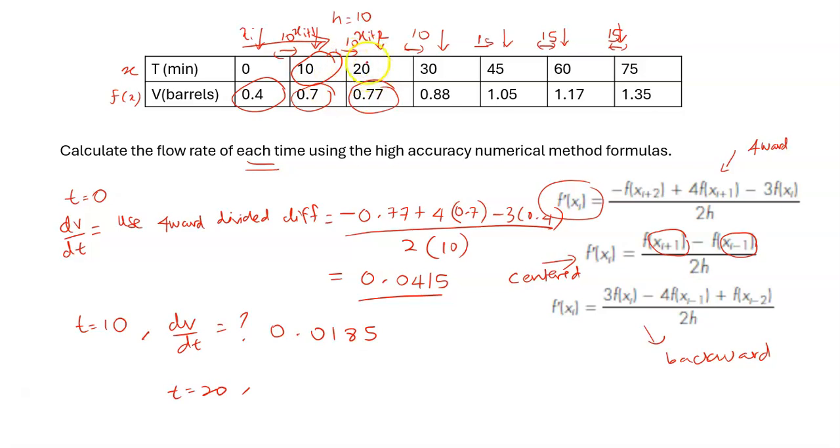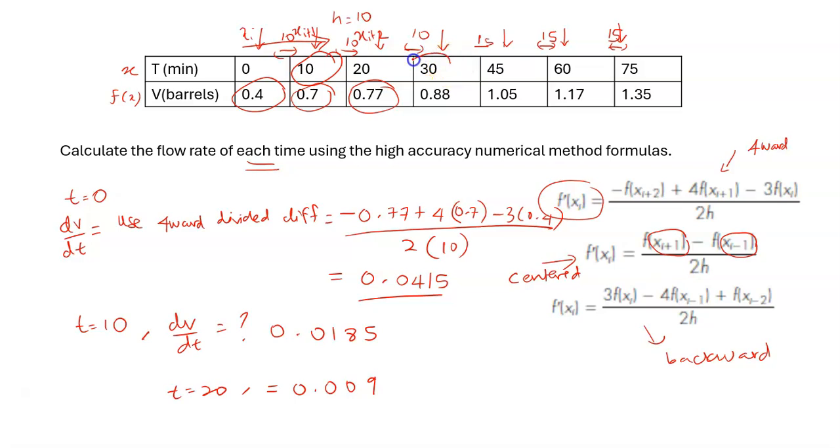How about the third data when t equals 20? Which method do you think you will use? If I were you, I will use centered. You see, you have the before and you have the after. For this one, you cannot use forward because the step size is not the same. But you can use backward because you have the xi minus 1 and xi minus 2 data. But for this case, I will use centered. If I use centered, I will get the value 0.009.